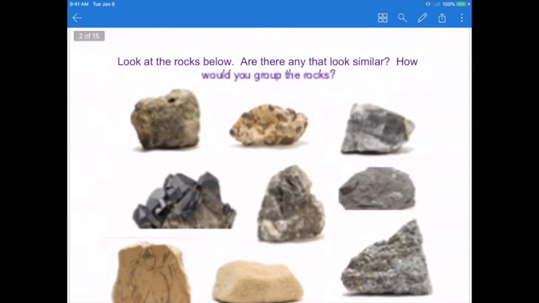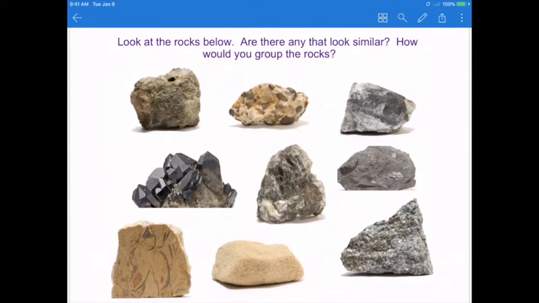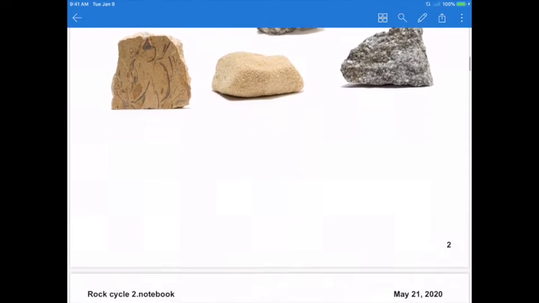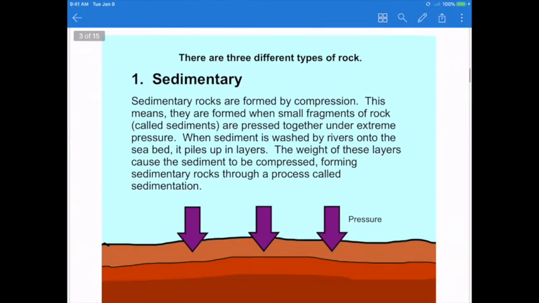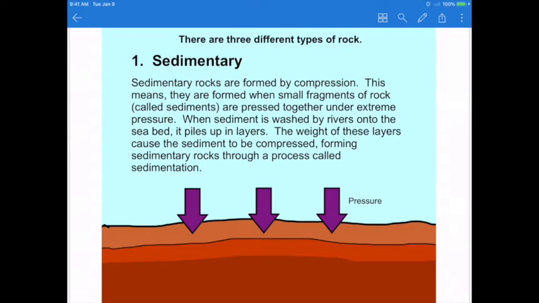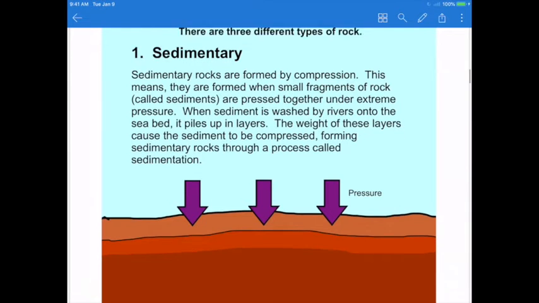All right, so if you look at these rocks below, are they similar? How would you group the rocks? So these rocks can be grouped by which type of rock they are. It's either going to be sedimentary, igneous, or metamorphic. So let's just review a couple things. If you remember, sedimentary rock is made of sediments, and sediments are fragments of rock. They're pressed together over millions of years, and that creates sedimentary rock.